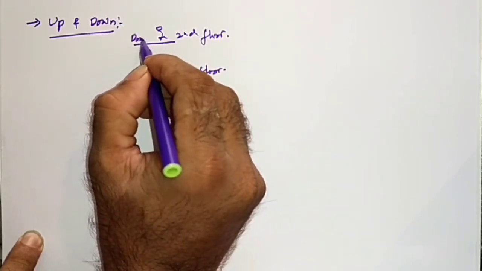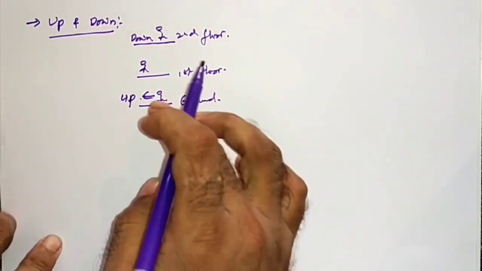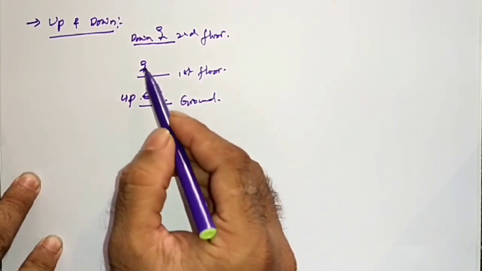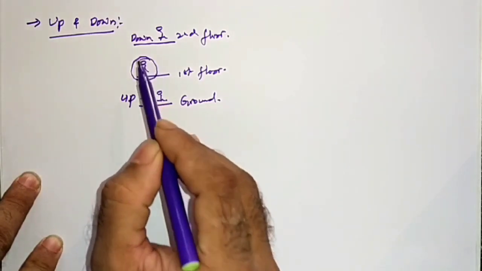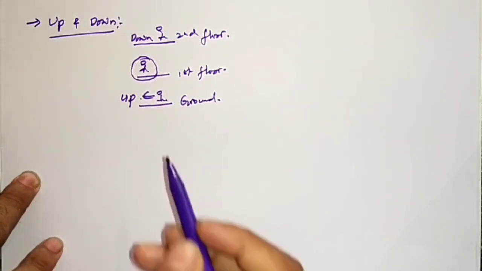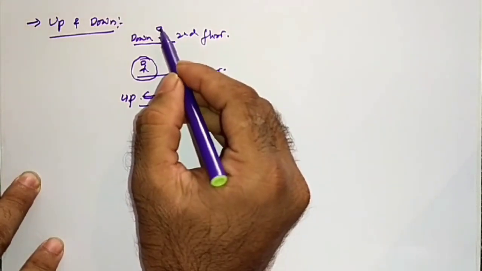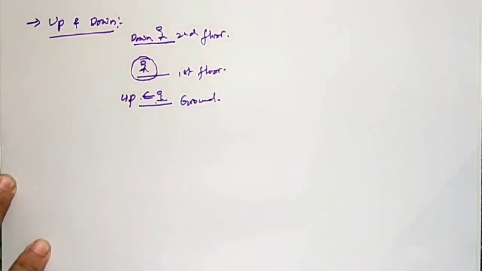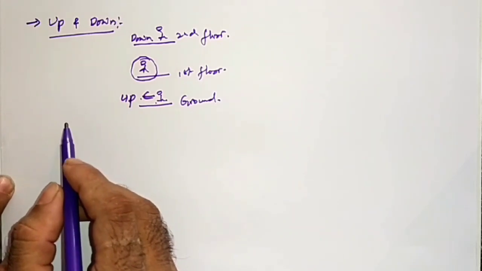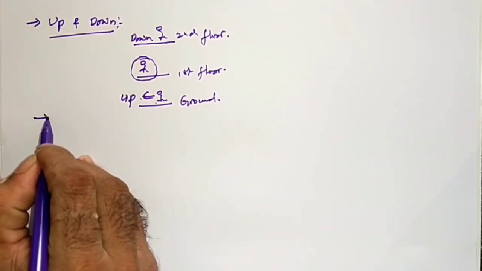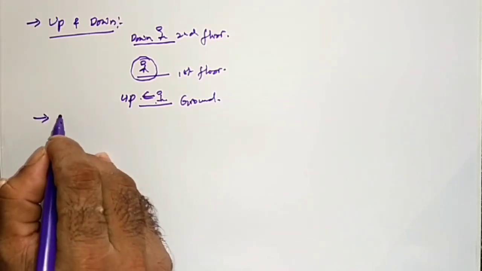You are down. See that as the observers are changing, your state is changing, your position is changing. With respect to one person you are up, with respect to another person you are down. So these two are also relative terms. Next relative terms are day and night.